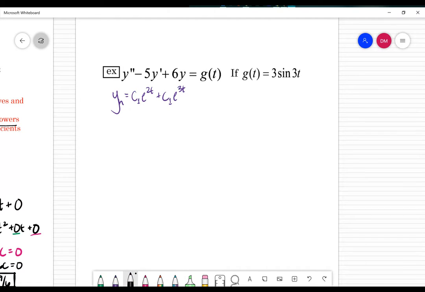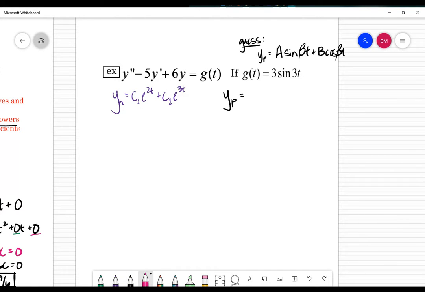All right, what I'm really interested in here is what we are going to use for our guess for y sub p. All right, so I see that I have trigonometric. Now, one thing to keep in mind for this is what we stated in class we're going to use for our trigonometric. So whenever you have a pure trigonometric, our guess for y sub p is going to look like a sine of beta t plus b cosine of beta t. That's what it'll look like.